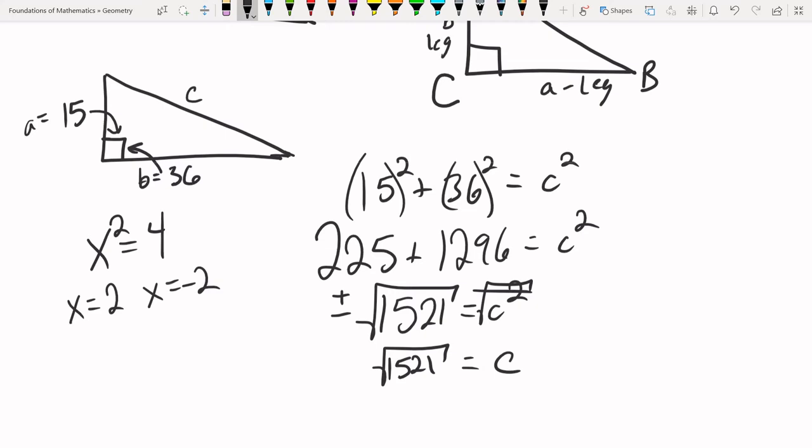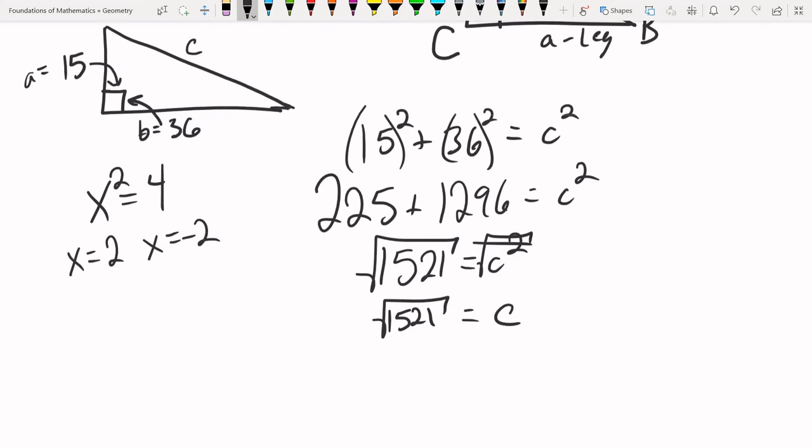However, we're dealing with a triangle, and the side lengths are a matter of distance. Distance can never be negative. So we automatically assume it's the positive version of it. That's why I didn't write it down at all. That's just a little caveat to be mathematically sound. So the square root of 1521 is 39. In other words, 39 times 39 equals 1521. And we know that c equals 39. So that's the measure of the hypotenuse for this triangle.